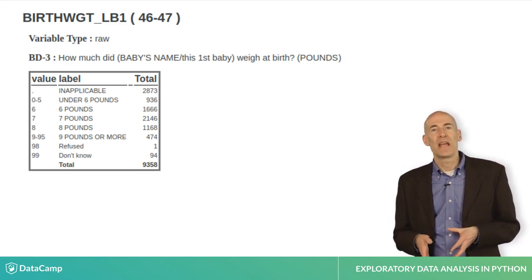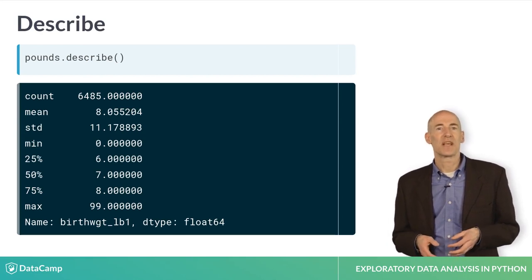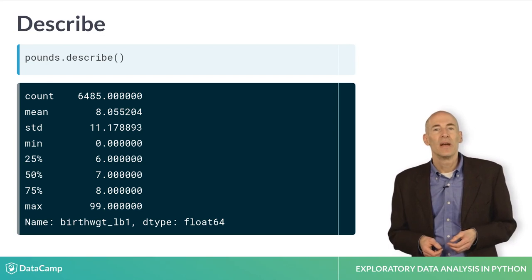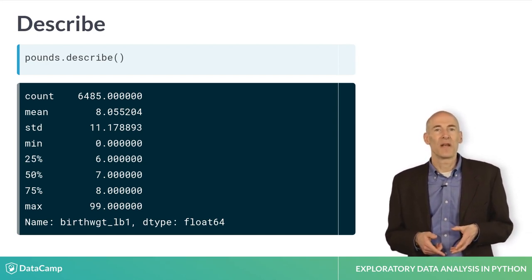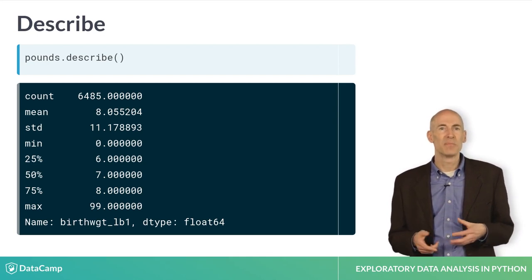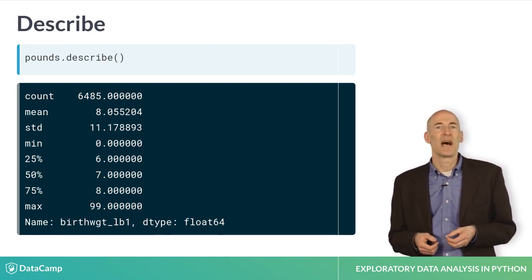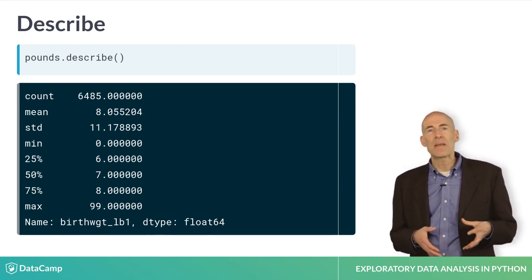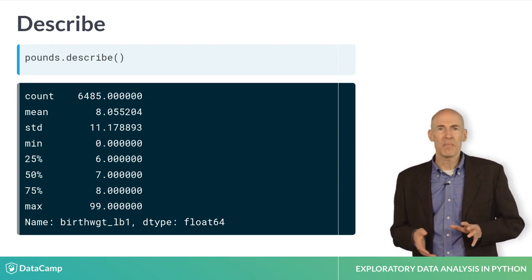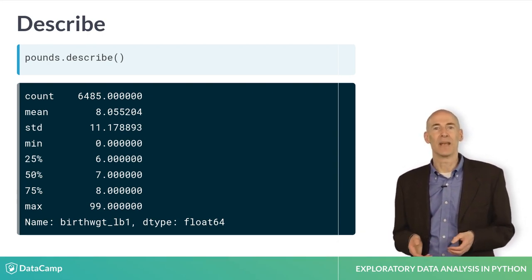Another way to validate the data is with describe, which computes summary statistics like the mean, standard deviation, min, and max. Here are the results for pounds. Count is the number of values. The minimum and maximum values are 0 and 99, and the 50th percentile, which is the median, is 7. The mean is about 8.05, but that doesn't mean much because it includes the special values 98 and 99.